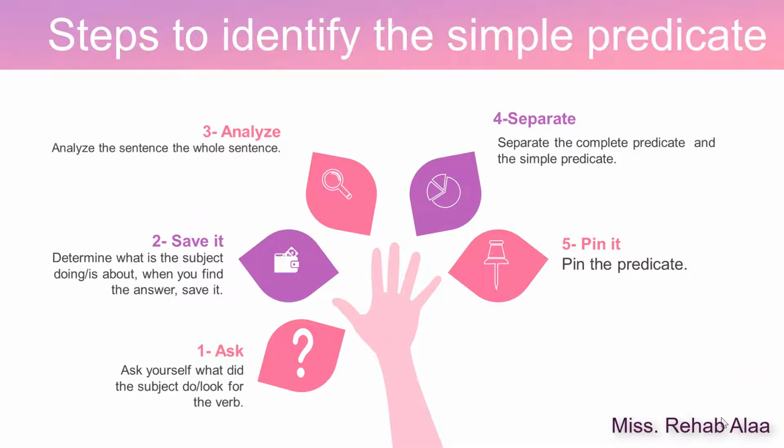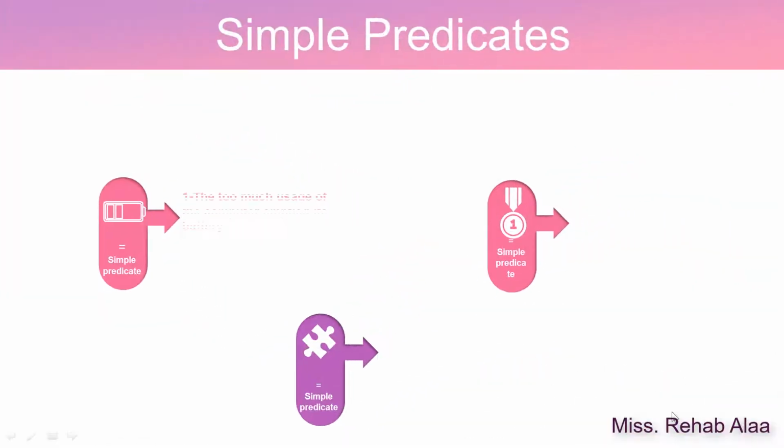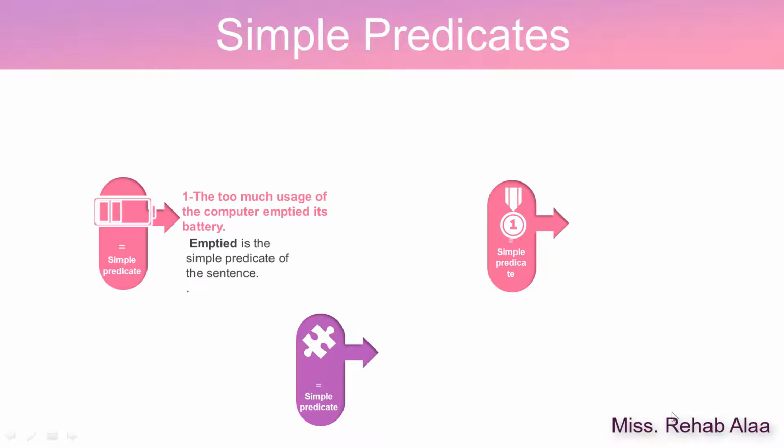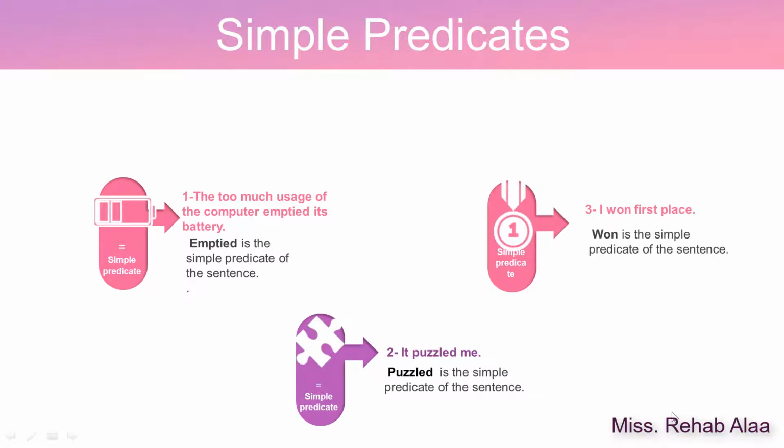1, look for the verb or ask what about the subject. 2, determine what the subject is doing, and when you find the answer, save it. 3, analyze to be able to separate. Last step, pin it. For instance, the too much usage of the computer emptied its battery. Emptied would be the simple predicate. It puzzled me. Puzzled would be the simple predicate. I won first place. Won would be the simple predicate.